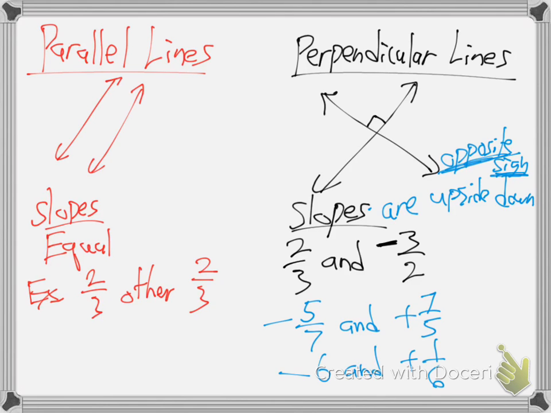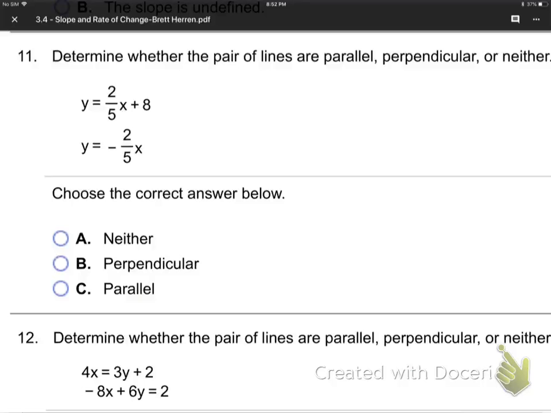So that's parallel and perpendicular lines. Determine whether the two lines are parallel, perpendicular, or neither. Are these lines parallel, perpendicular, or neither? I'll give you a second to see if you can figure out if those two lines are parallel, perpendicular, or neither.